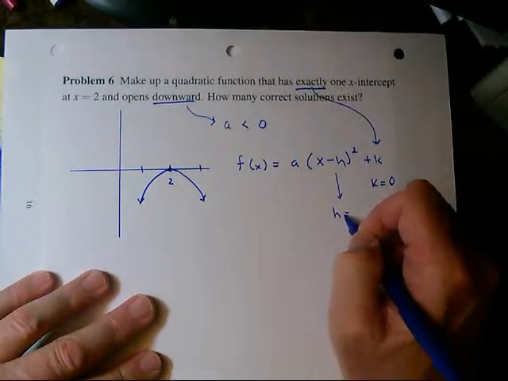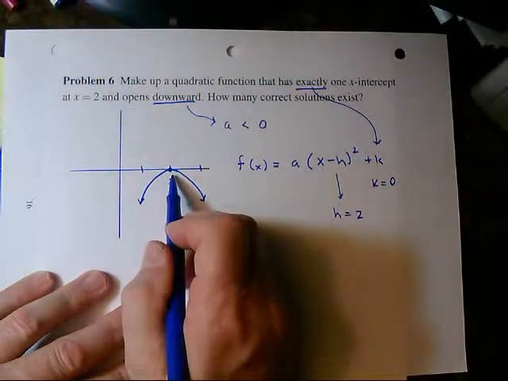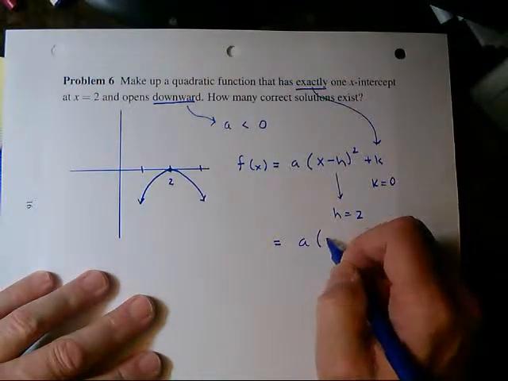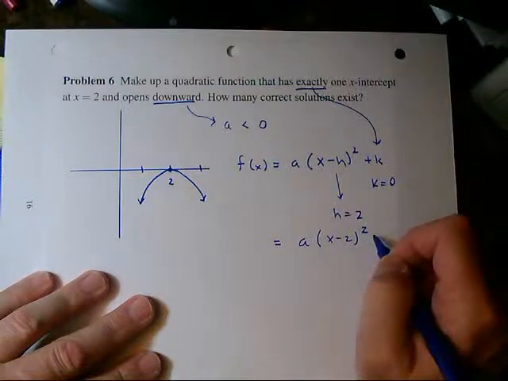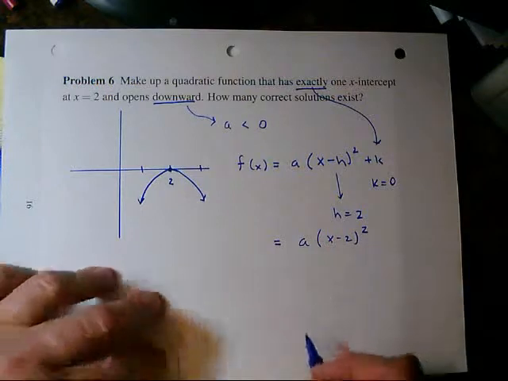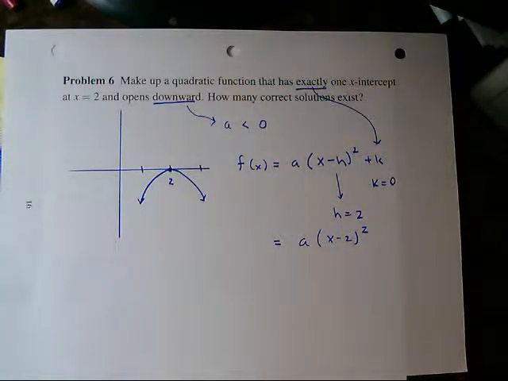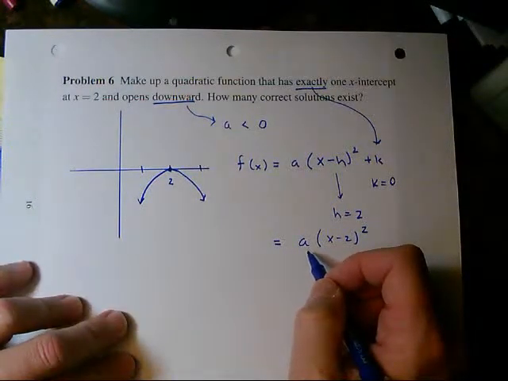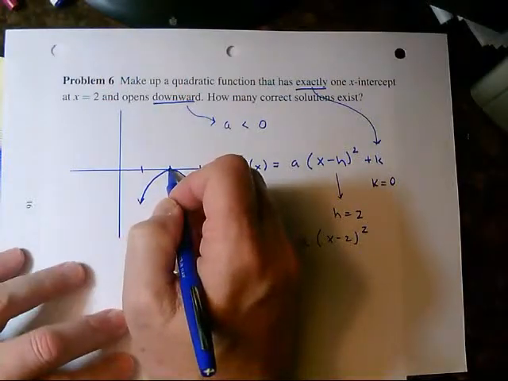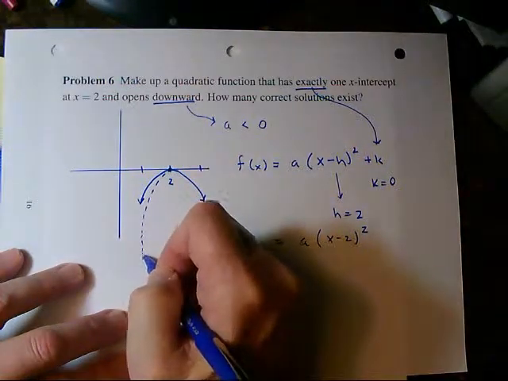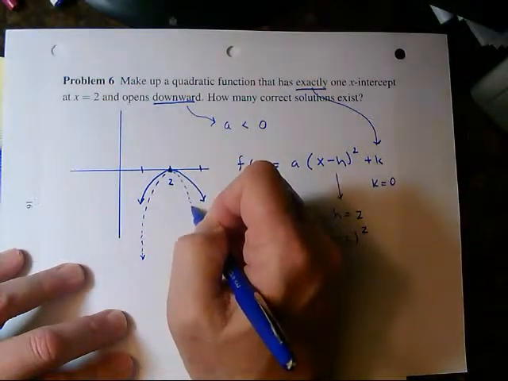Now, the h is the x-coordinate for the vertex, and the x-coordinate from our graph is 2. So h has to be 2. So we now know that we have a(x minus 2) squared plus 0, and we know that a has to be negative. It doesn't tell us any other information about what a could be. So a could be negative 1/2, a could be negative 50. We could have a graph that looks like this.